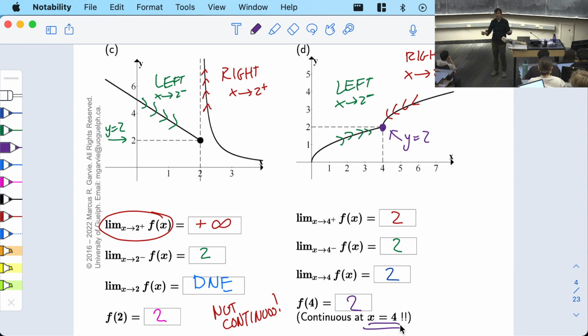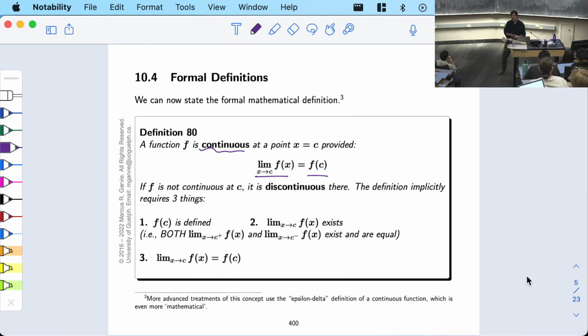x equals 4. So that tells us our intuition about drawing works in terms of the limits being equal to the value of the function. Okay. Questions or comments about any of that? Now you know the picture, you know the definition.